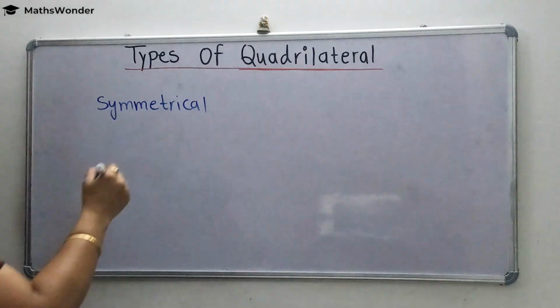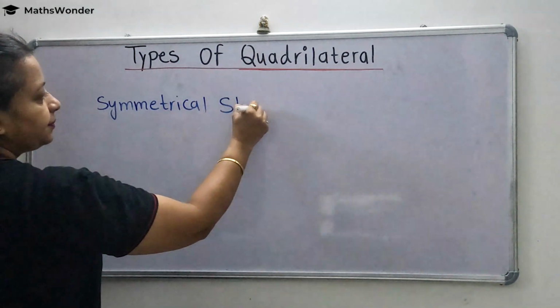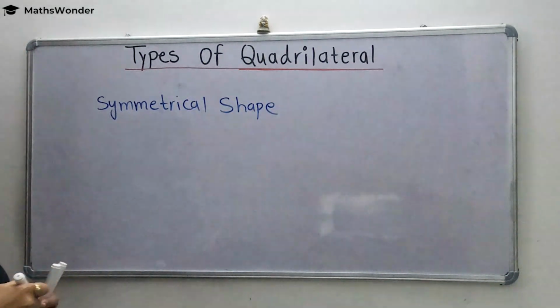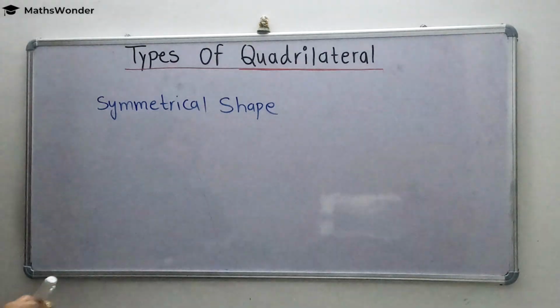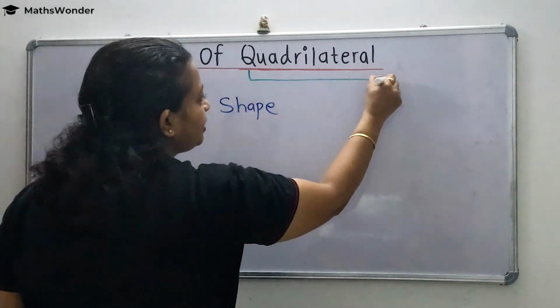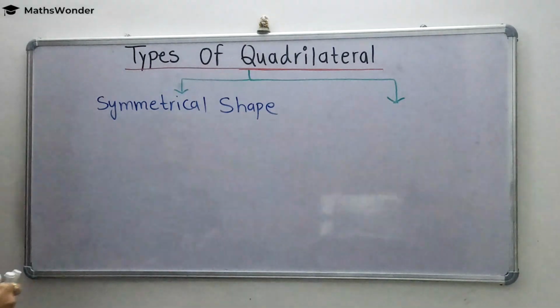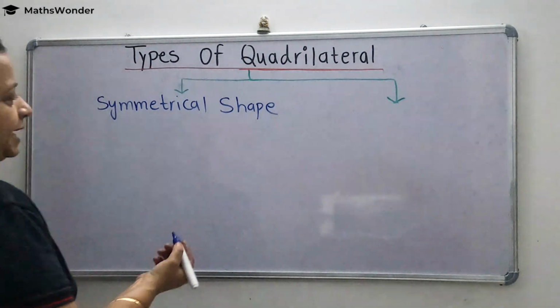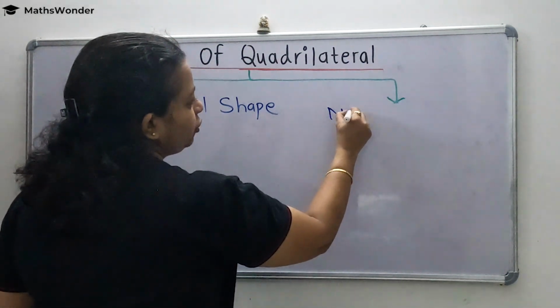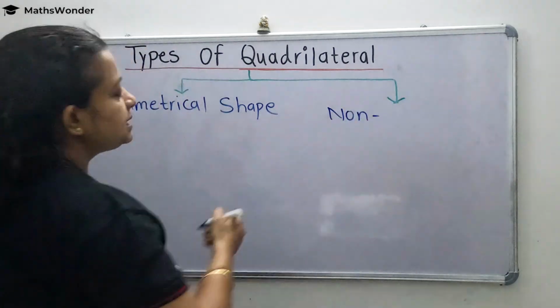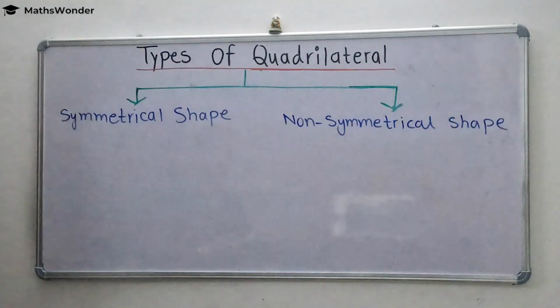Symmetrical shape. There are two types of quadrilateral. Basically, we are going to learn in detail. There are 6 types of quadrilaterals, but I explain something another way. Non-symmetrical. Wait.